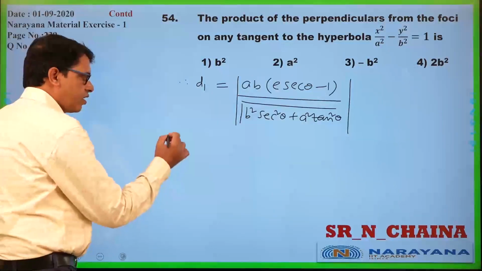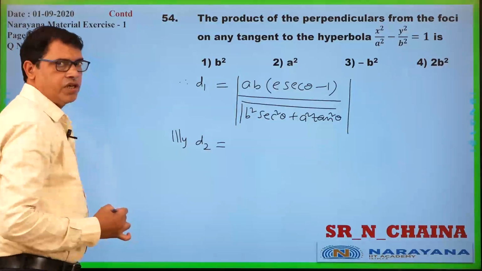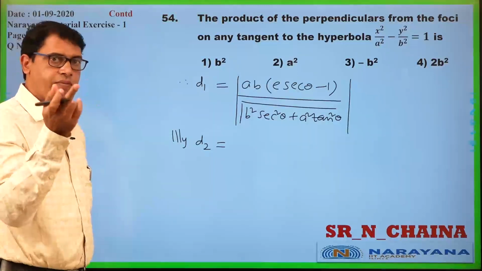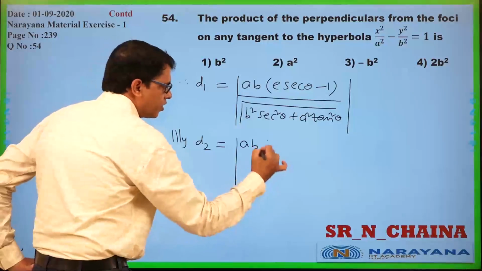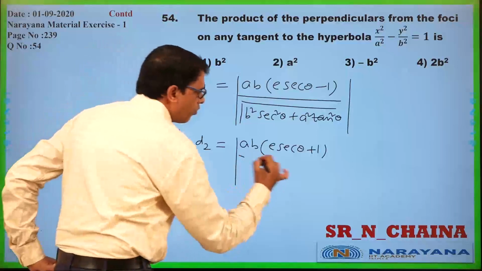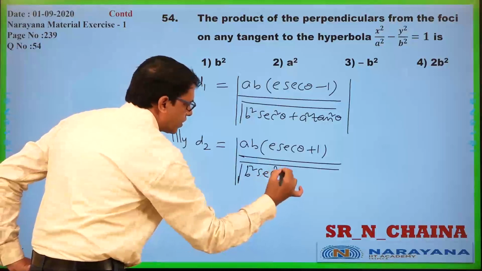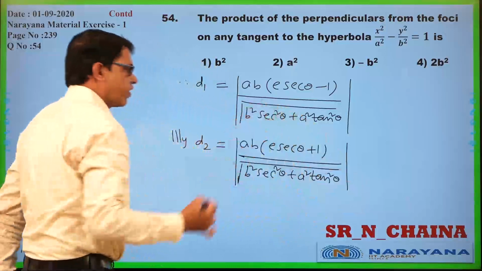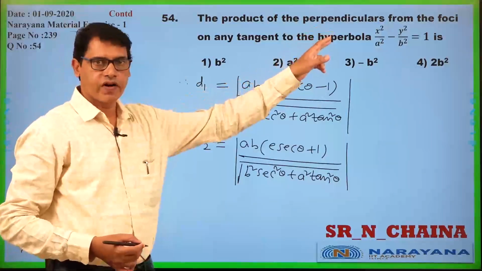So similarly, d2 means the perpendicular distance from minus AE comma 0 to the same tangent. So it will be mod of AB into E secant theta plus 1 upon root under b square secant square theta plus a square tan square theta. Now what is the required value? So the product of perpendiculars is the required value.